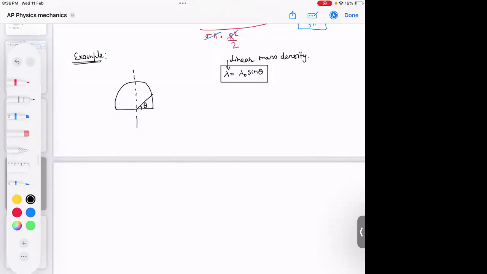Now you have to find the center of mass of the semicircular ring. Okay, let's find the center of mass of the semicircular ring. Please tell me how much is that coming.